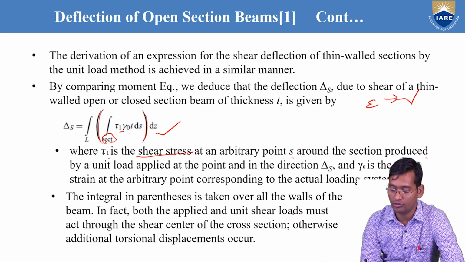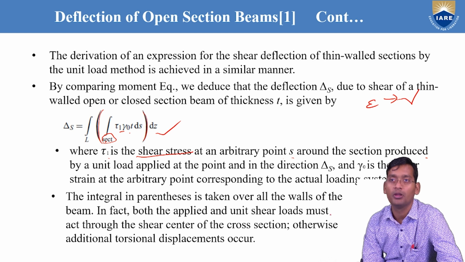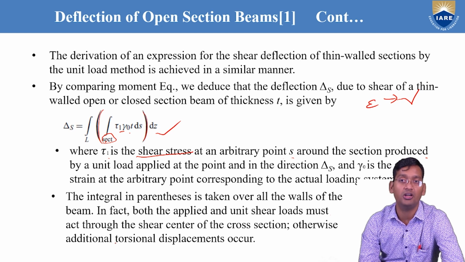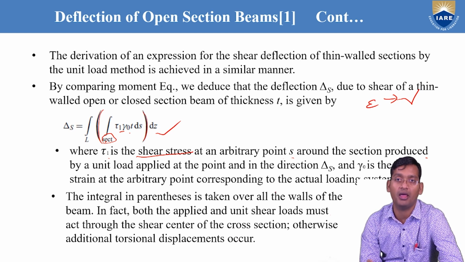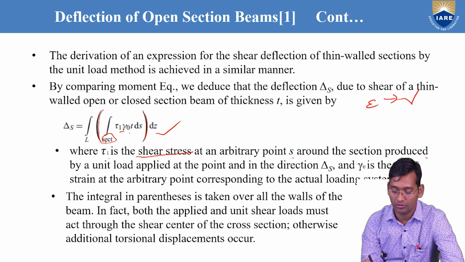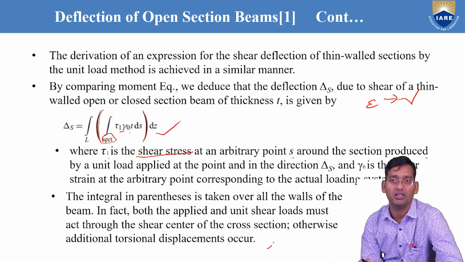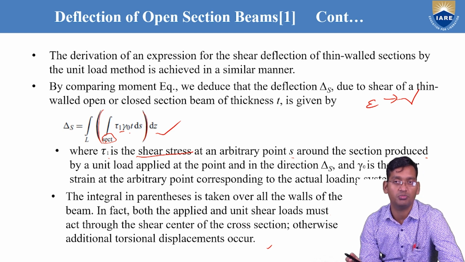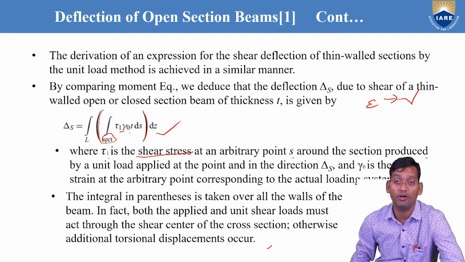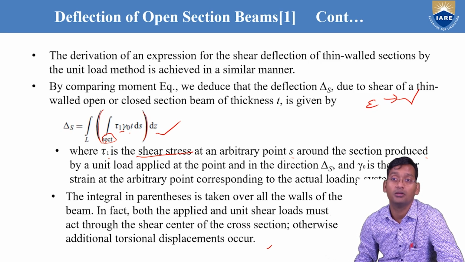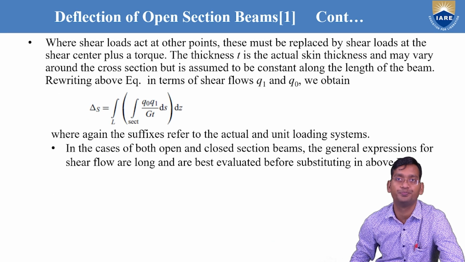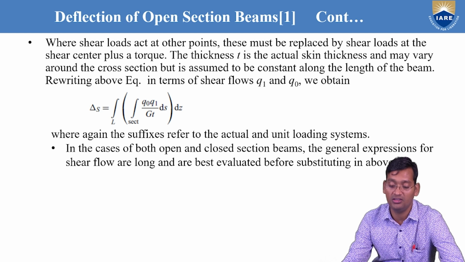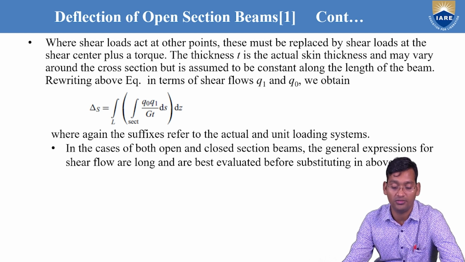In fact, both the applied and unit shear load must act through the shear center of the cross section, otherwise twisting will be there. So otherwise additional torsional displacement occurs. So whatever we apply, either it's a shear load or unit load, that must be at the shear center. Otherwise what happens? Torsion will be there. So yes, we have to consider the torsional displacement also. So to avoid that complexity, we are applying the forces at the shear center. Where shear load acts at other points, these must be replaced by shear load at the shear center plus a torque.